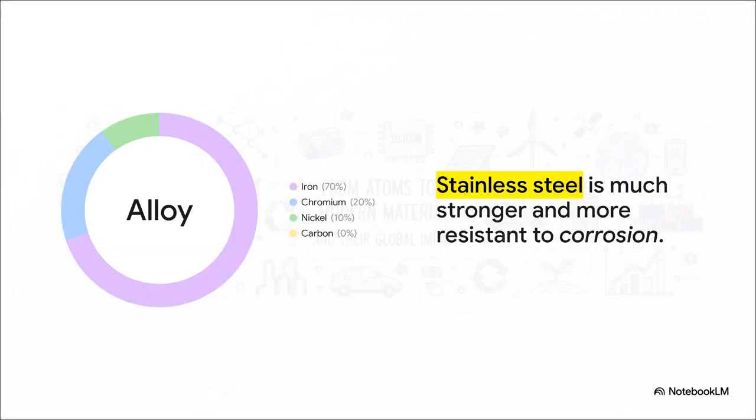Now, what's really interesting about this slide is how we can take a basic metal and completely upgrade it. We call this creating an alloy. An alloy is made by mixing a metal with one or more other elements to give it much more useful properties.